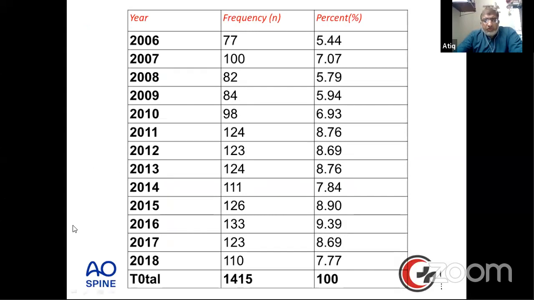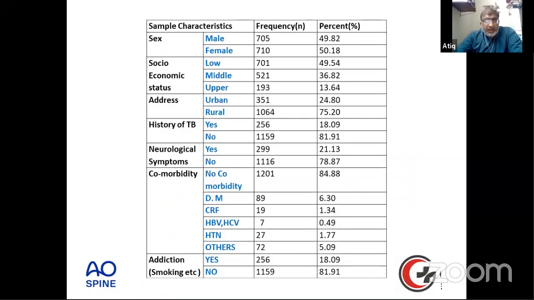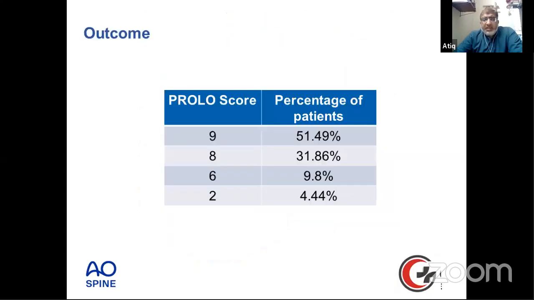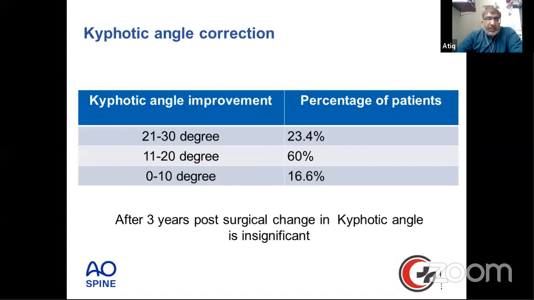So we have done almost 1,415 cases. This is just a surgical audit. We are in the process of trying to publish it somewhere. And we have found that it has a very good functional outcome. Almost 90% of the patients, it works well. And for the kyphotic angle improvement, in 80% of the cases it is more than 10 degrees, and in 16% of the cases there is kyphotic angle correction. This is after 3 years of follow-up at least.